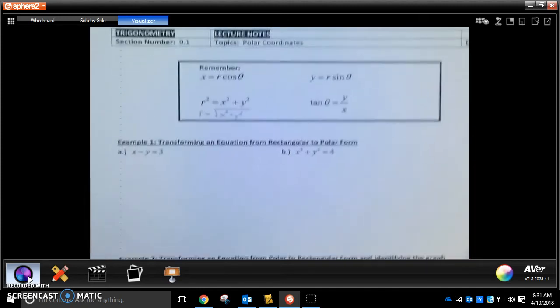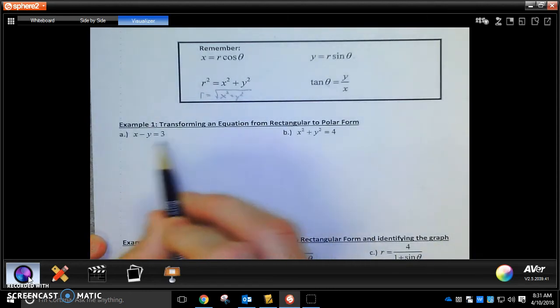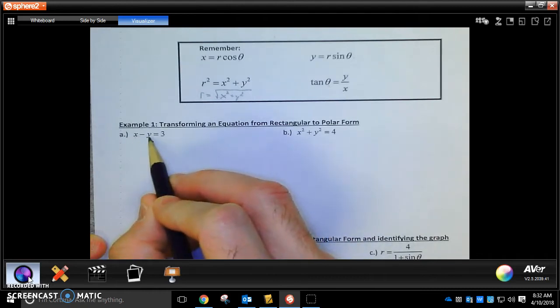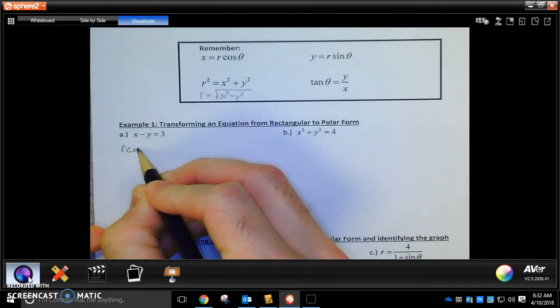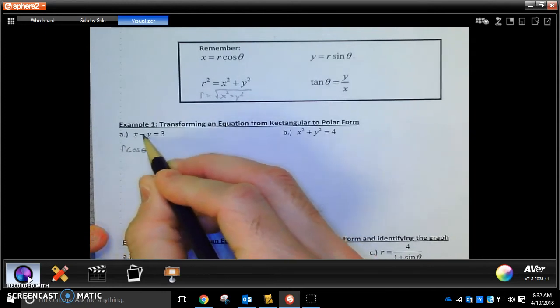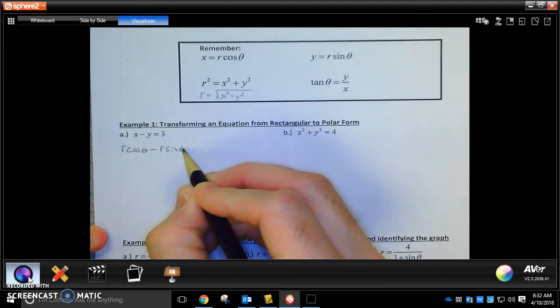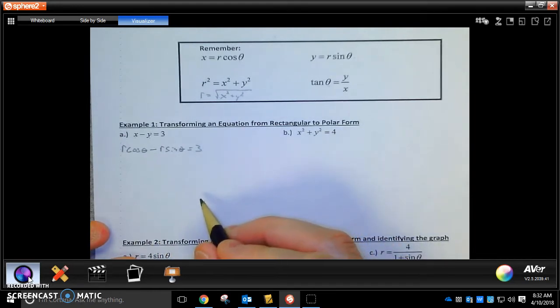Okay, so the first thing we're going to do is look at changing rectangular equations into polar form. So pretty much, if you have an equation like this, so this is a linear equation, just replace the x and the y with what they equal. So x is r cosine theta, minus y is r sine theta, equals 3. And then we want to have our equation solved for r.